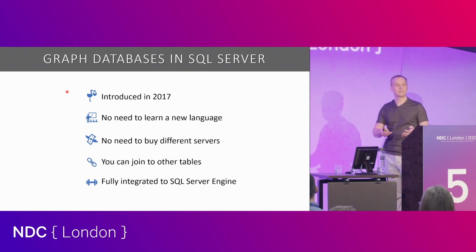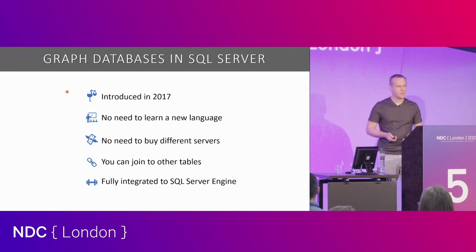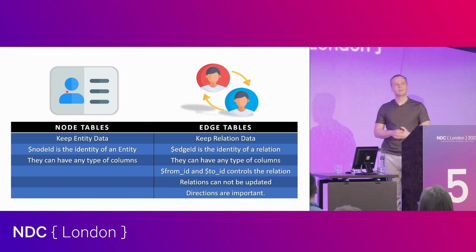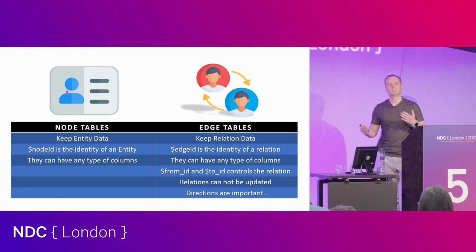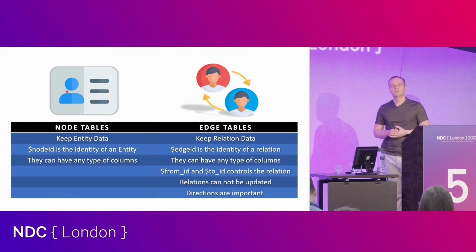So even SSIS and SSRS, if you have any, will still work with the graph database tables, since it's the SQL Server itself. So if we go a little bit more technical, let me try to explain what they are. In graph database tables, we have two types of tables. The first one is the node tables, and that is mostly for the entities. The other table type is the edge tables, which actually keeps all the relations. So the relation really becomes the first-class citizen with edge tables.